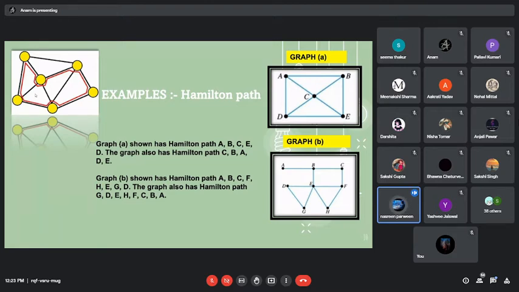The second graph also shows a Hamilton path. It is also a Hamilton path like A, B, C, F, H, E, G, D, and G, D, E, H, F, C, B, A. These two are Hamilton paths. Next slide.